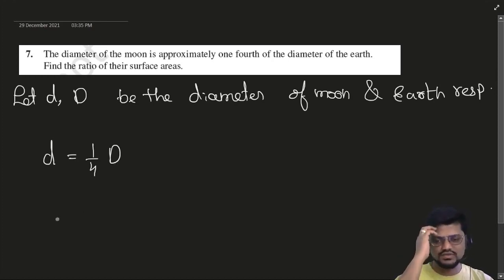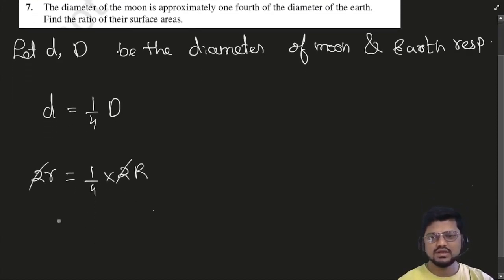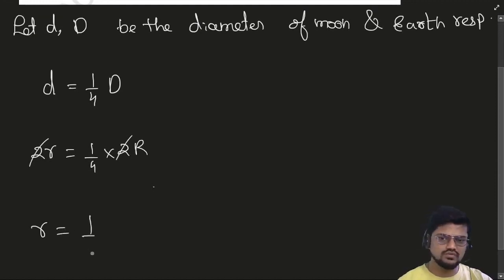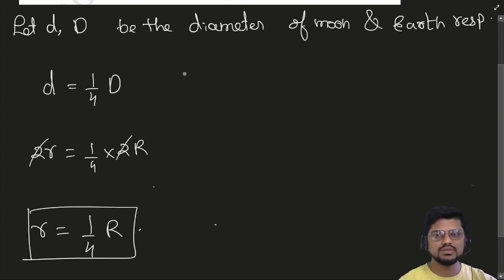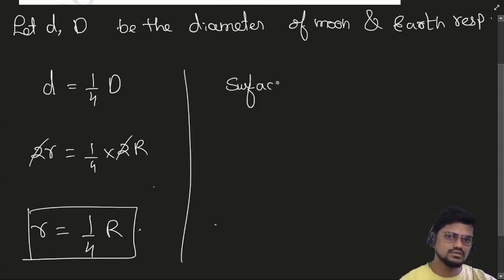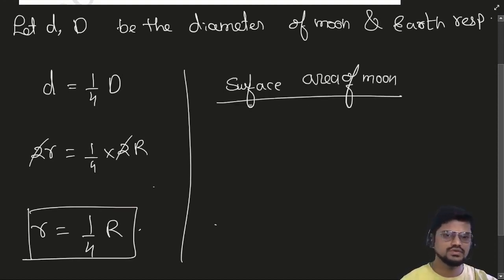Find the ratios of their surface area. So if d is 1/4 of D, then 2r will be 1/4 of 2R. This 2 and 2 get cancelled. That means the radius of the moon is also 1/4 of the radius of the earth. Okay. Now what will be the ratios of their surface area? Surface area of moon upon surface area of earth.